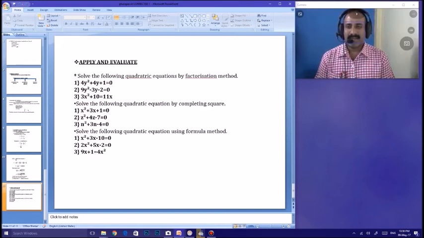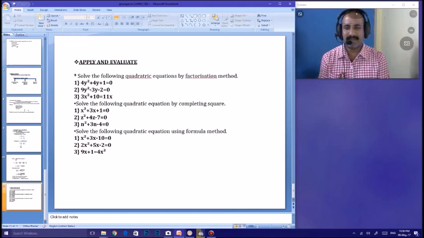First one is factorization method. There are some examples here, 1, 2, 3, and for completing square method there are also 3 examples. Formula method also has 3 examples. In the factorization method, factorize the 4 into 1, that is 4, 2 into 2, therefore such a factor, and we get the 2 values of y which are real.